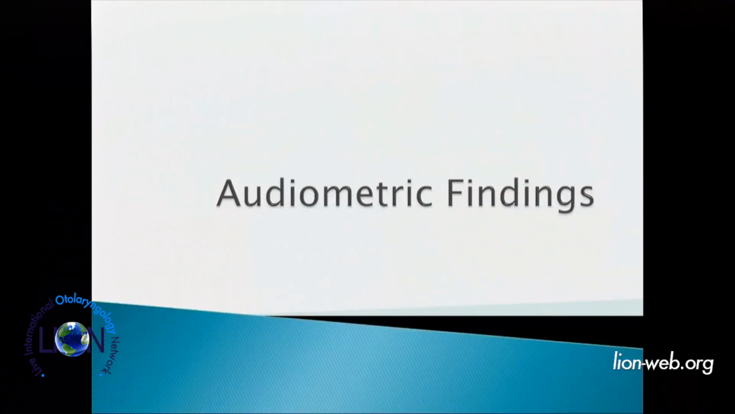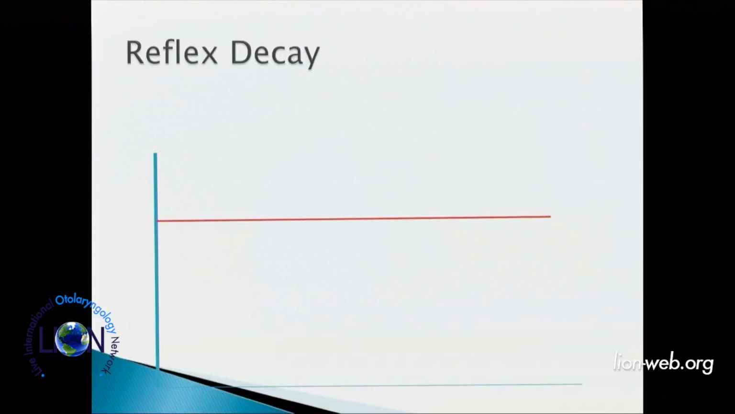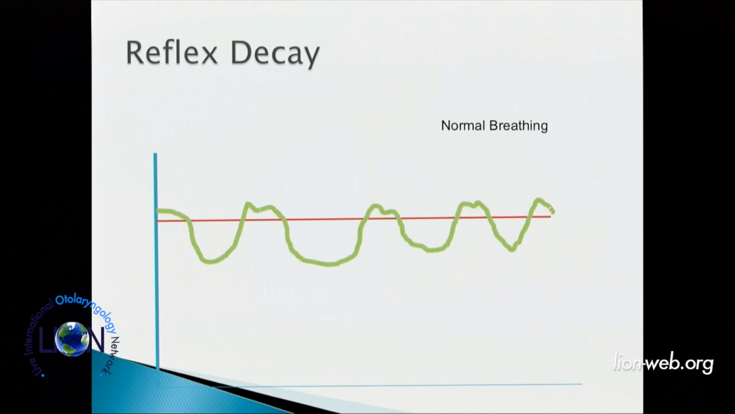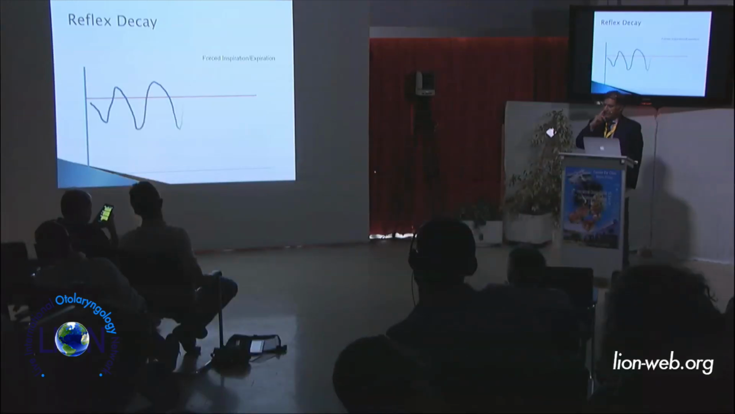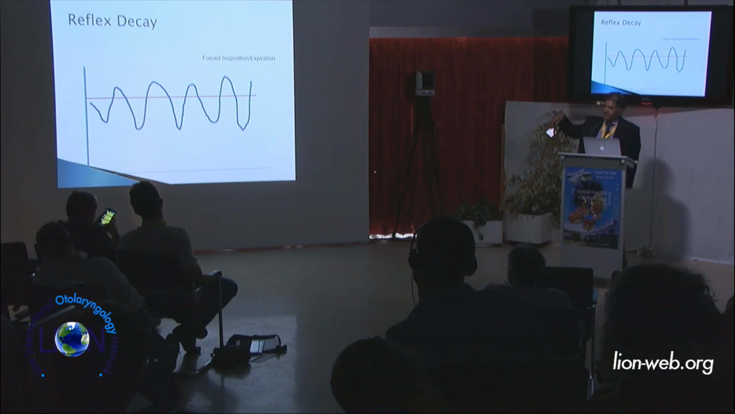So audiometrically, if you have classic patulous eustachian tube and you get them to do the respiration reflex decay, you'll see the tympanogram move up and down with respiration. And if you get them to hold one side of their nose and breathe in and out through the other side, it'll accentuate it, and you'll get these deep changes on the tympanogram with reflex decay.